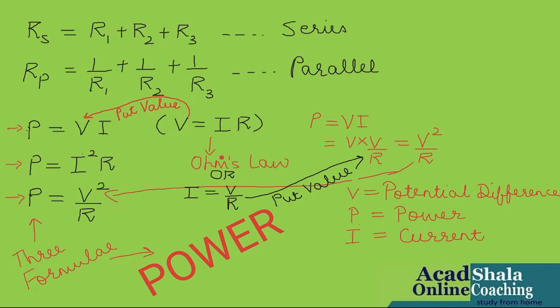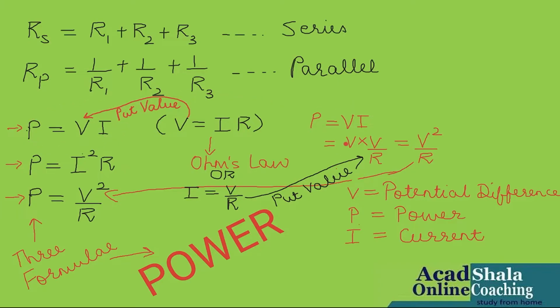Now, seeing Ohm's law, I can also create a new formula, that is I is equal to V upon R. Yes, this is what I have written over here. When I know this value, I can place it in this formula which I have written over here.